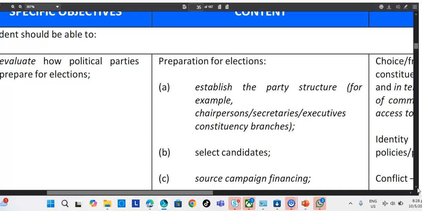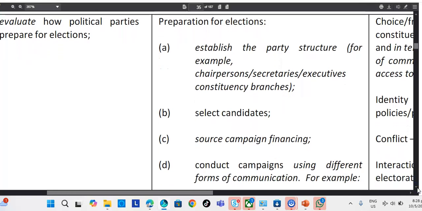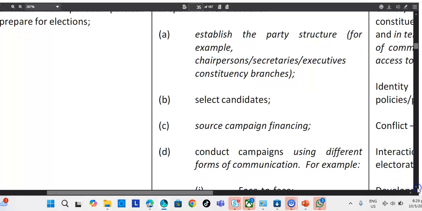So preparing for elections, they have to establish a party structure. So political parties have to ensure that they have a chairperson, a secretary, an executive, constituency branches, etc. Each political party will select candidates to represent them in the election. The political parties have to ensure that they have funding. We spoke about funding earlier and how important that is to elections.